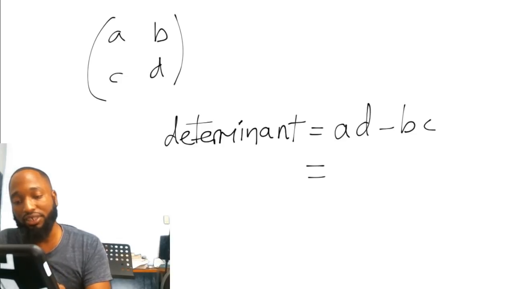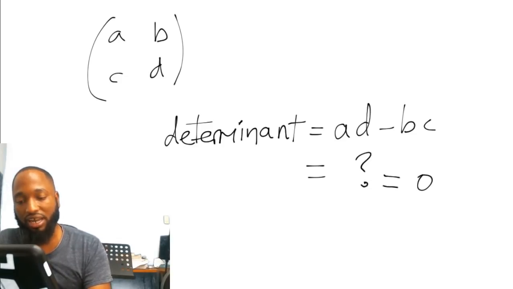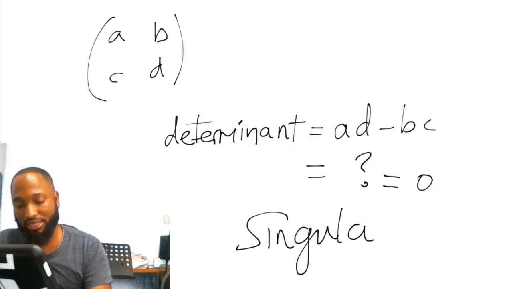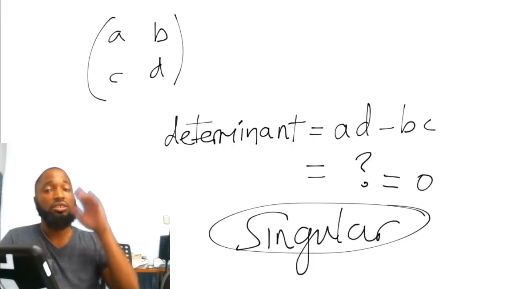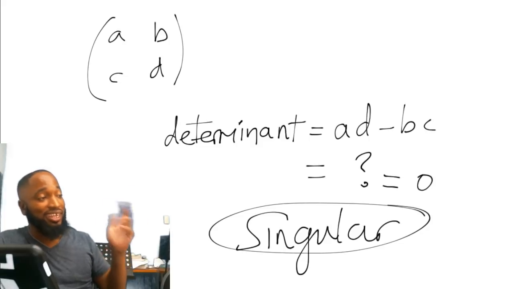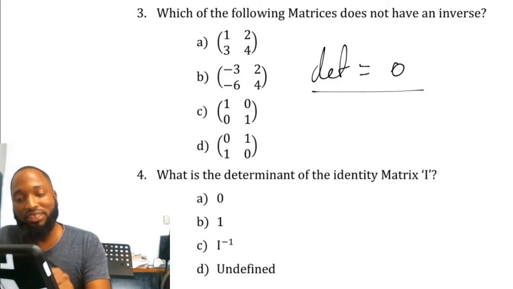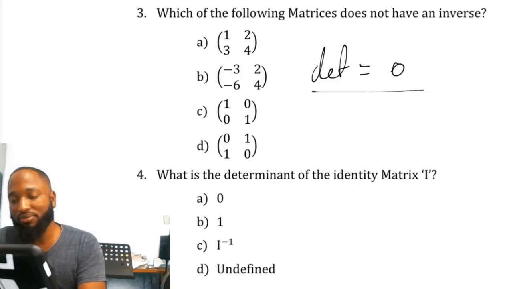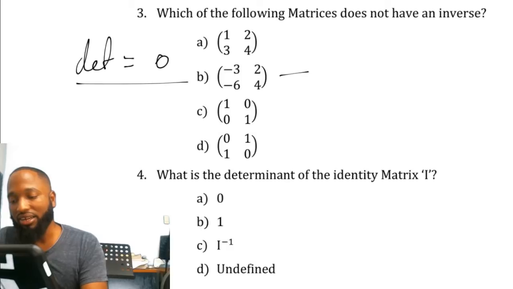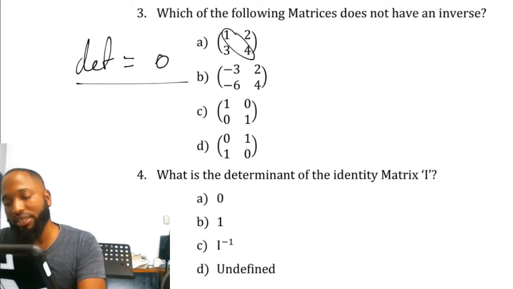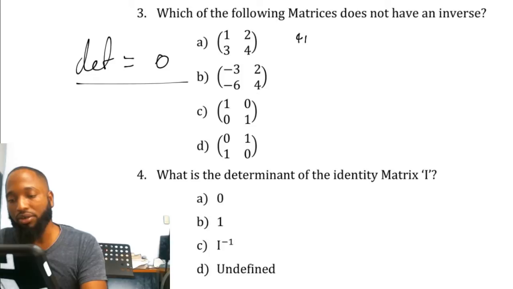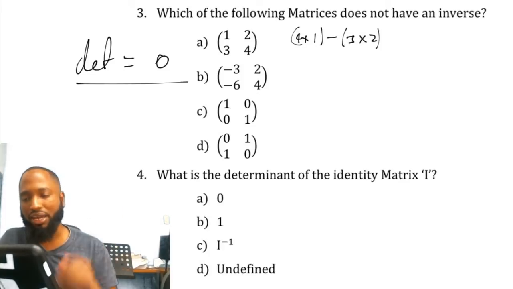If this is equal to 0, that means the matrix is called singular. It has no inverse. D is not singular. All you need to do is this by this, take away that by that. You can do it in your mind. This is 4 by 1, take away 3 by 2. That's not going to give me 0. It gives me negative 2.